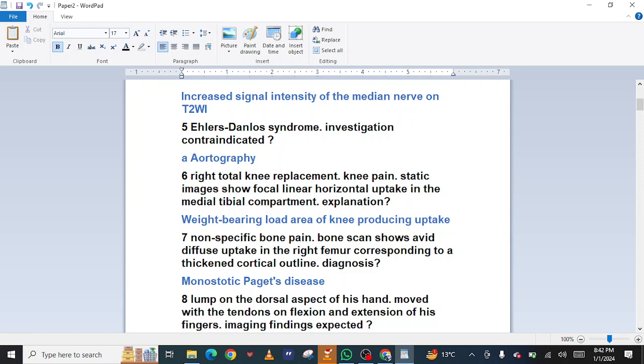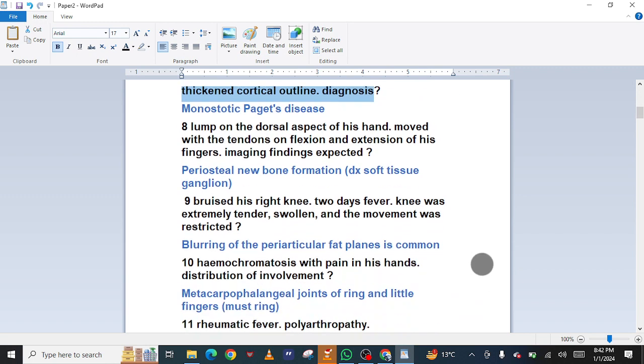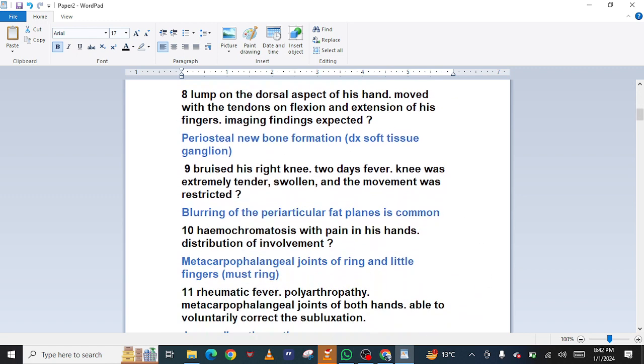Bone scan shows focal horizontal uptake in the medial tibial compartment. Explanation: weight-bearing load area of the knee producing uptake. 7. Non-specific bone pain. Bone scan shows avid diffuse uptake in the right femur corresponding to a thickened cortical outline. Diagnosis: monostotic Paget's disease.